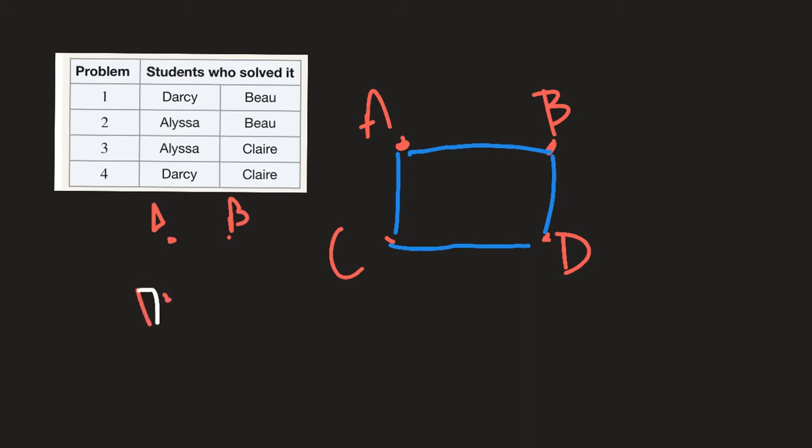If I switch the color of my pen, D, and then I put a C right here. And if I draw my edges now, Alyssa and Bo still worked on that question. Bo and Darcy worked on question 1. Darcy and Claire worked on question 4. And Claire and Alyssa worked on question 3. And these are two possible diagrams, and they're both isomorphic as well.